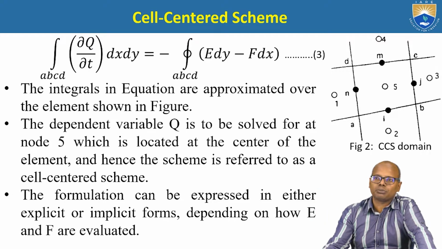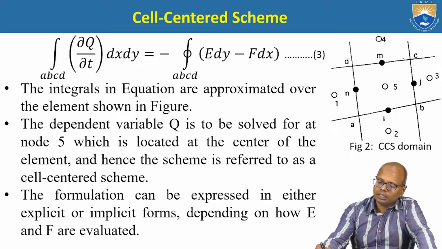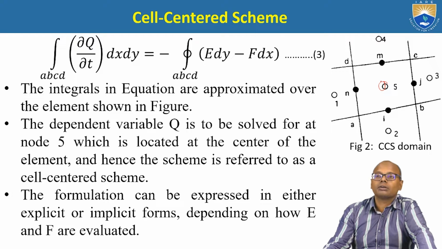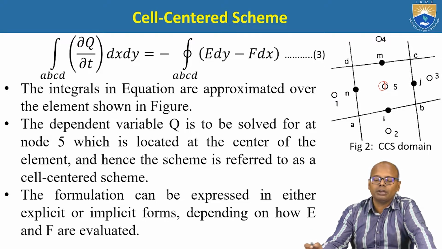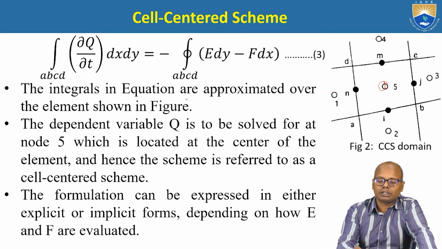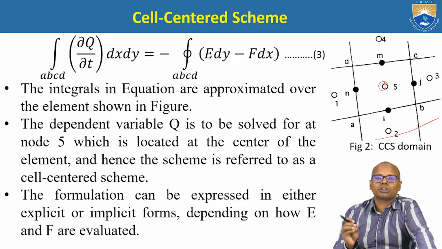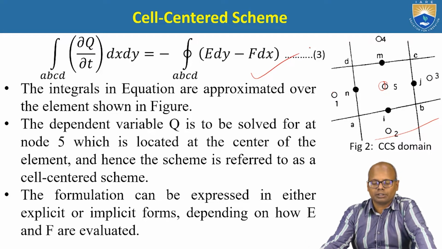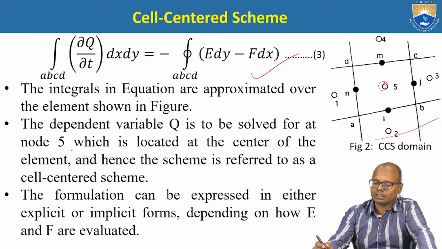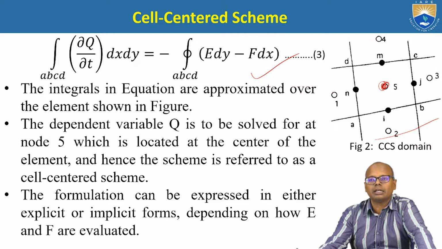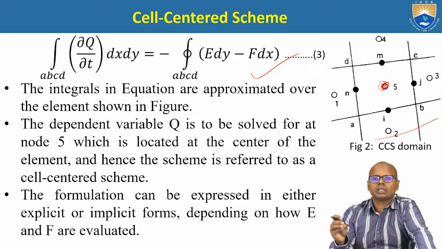So what is this cell-centered approach or scheme? Here in this cell I have one node at the center of D, and there are nodes at the corners. This is called the cell-centered scheme. The integrals in the equations are approximated over the element. On this element we have to write an approximate equation for this integral equation. The dependent variable q is to be solved for node 5, the node in the center of the cell.